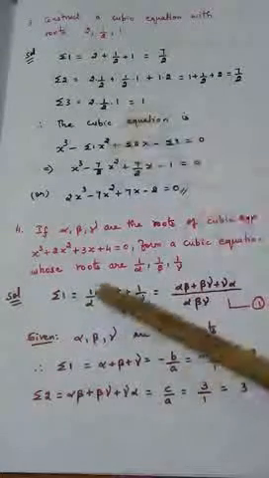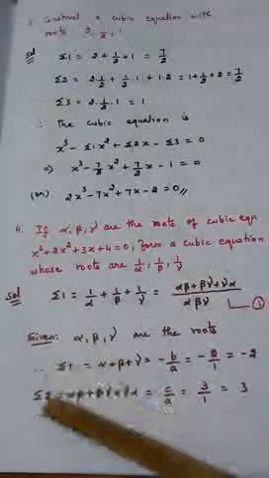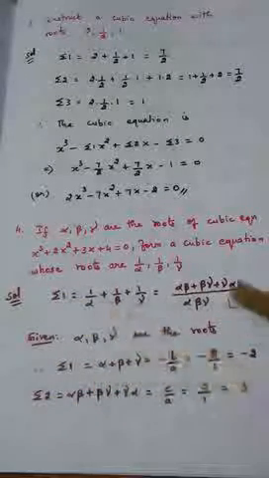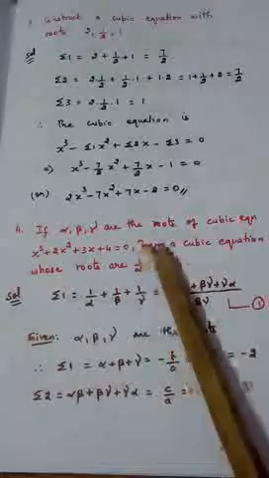Don't see this. I'll come back for this. Sigma 1, sigma 2 have been calculated. Sigma 3 we are going to see. What is this then? Now see, now read out the question fully.